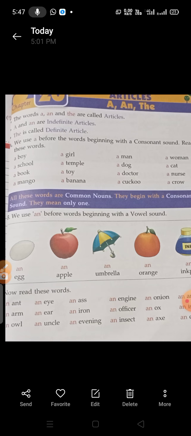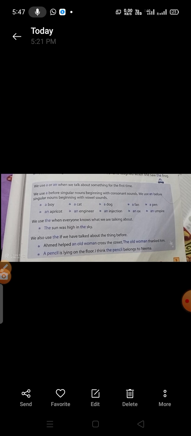Try to do this exercise in your homework. Put a or an before: boy, orange, woman, man, aunt, umbrella. You have to do this for your homework. So these are all about articles.